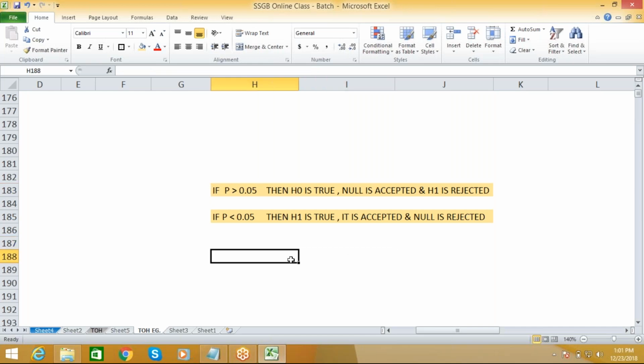All right. So let's go a little bit into the detail of this. If p-value is greater than 0.05, then your null is true, and if it's less than that, then your alternate is true. Now, where does this 0.05 come from? Nobody asked me that.